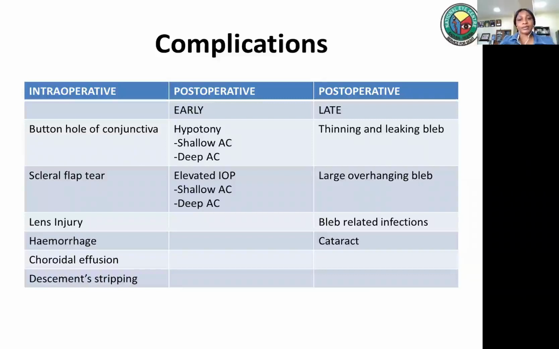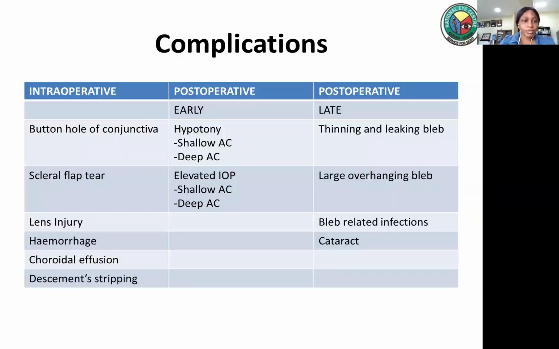Now, there are complications that you can have from trabeculectomy: intraoperative complications and post-operative complications. The post-operative complications, like we know, are divided into early and late, using 6 weeks as a cutoff. Now, for the early complications, you can have buttonholing of the conjunctiva. If this is noticed on the table, then it's advisable to make sure that the conjunctiva that is buttonholed is closed up. So you suture it so that your bleb forms properly.